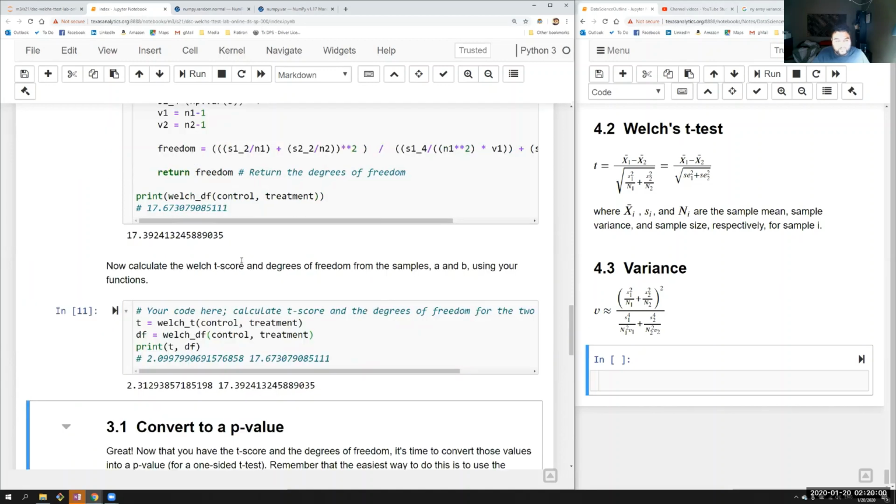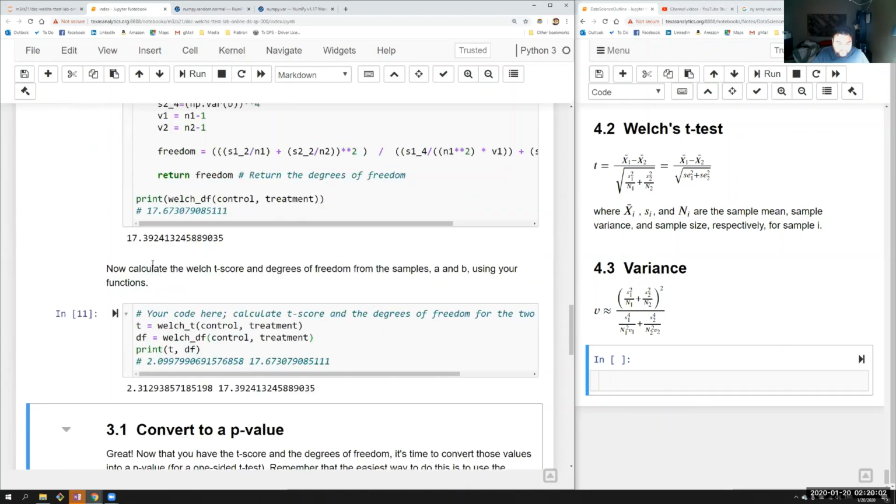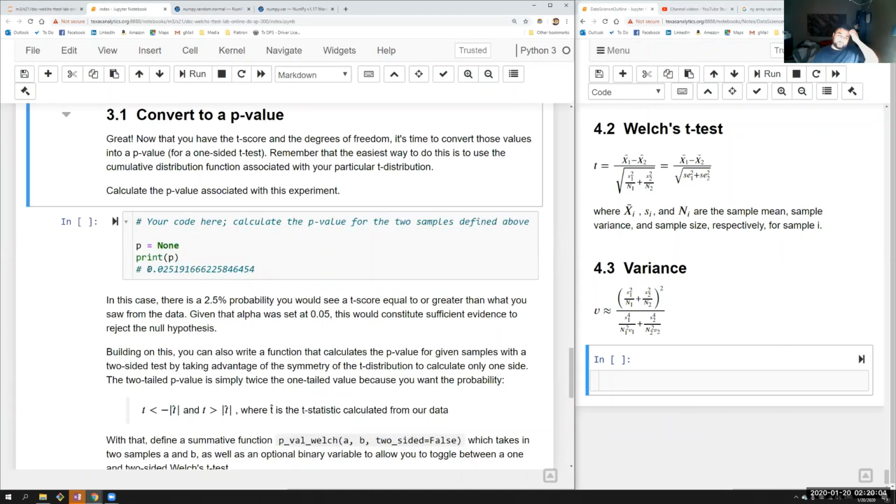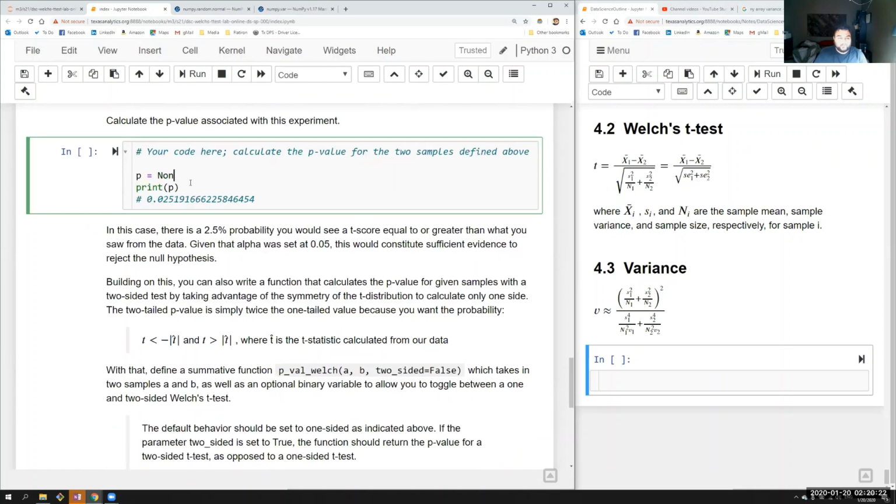2.3129. It's the same values that we got above, but they're slightly different. Convert to a p-value. Great. Now that you have the t-score and the degrees of freedom, it's time to convert those values into a p-value for a one-sided t-test. Remember that the easiest way to do this is to use the CDF function associated with your particular t-distribution. Calculate the p-value. Okay, fair enough.